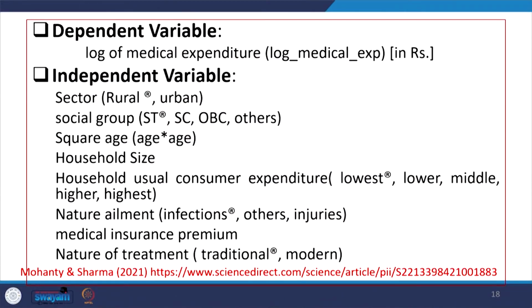Now, the sample variables we have filtered from the 75th round of the National Sample Survey. The dependent variable we have considered for the ordinary least squares regression model is medical expenditure, and medical expenditure we have transformed to log medical expenditure.